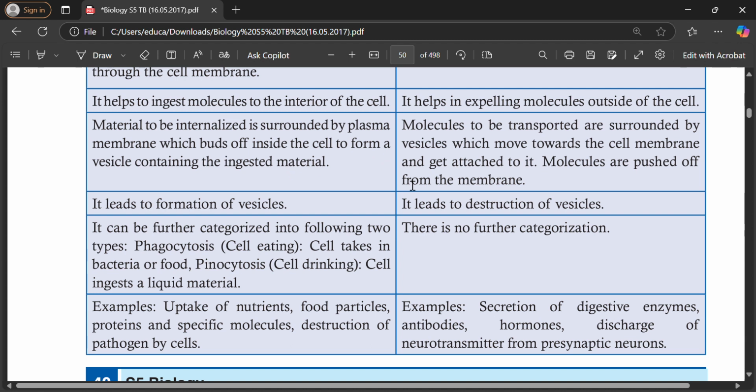Molecules to be transported are surrounded by vesicles which move towards the cell membrane and get attached to it. Molecules are pushed out of the membrane.